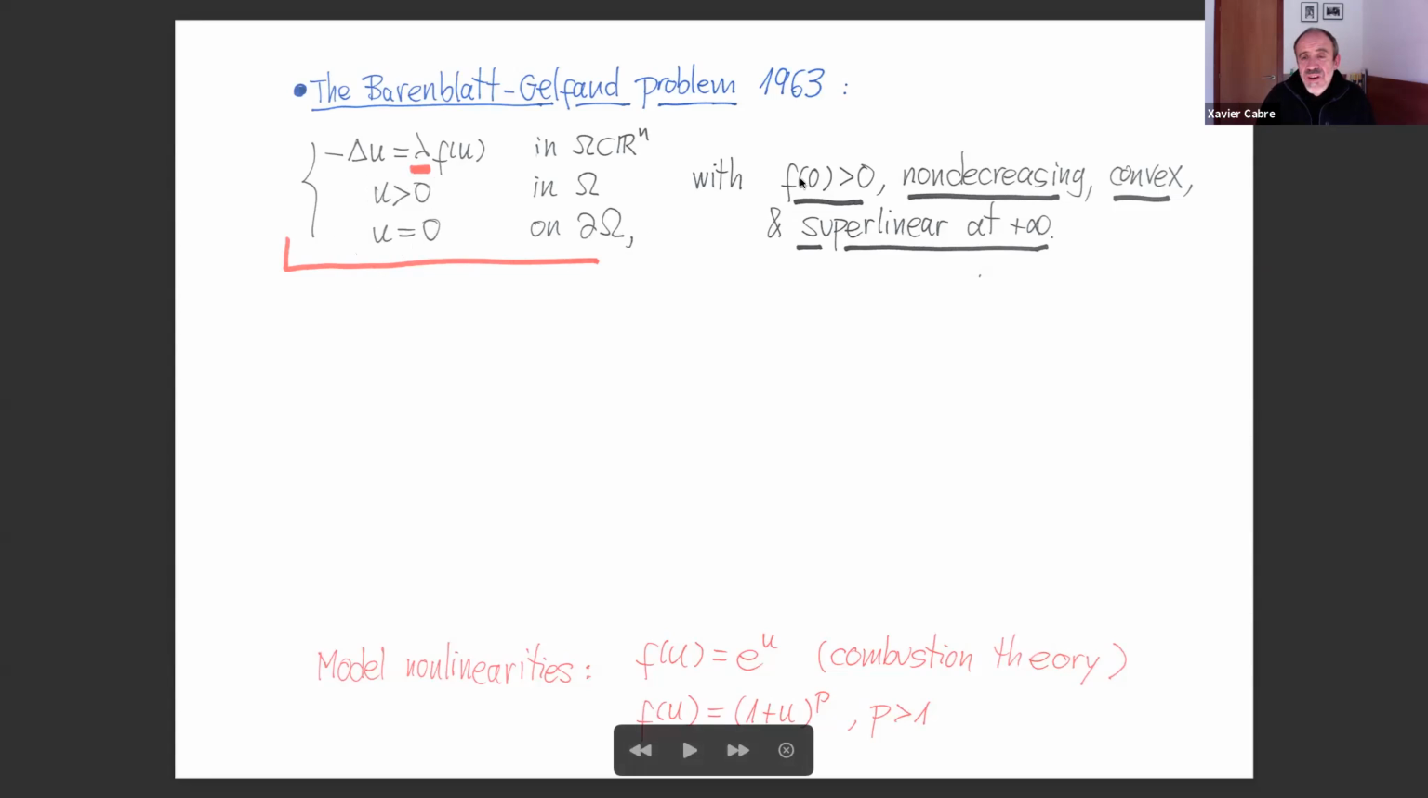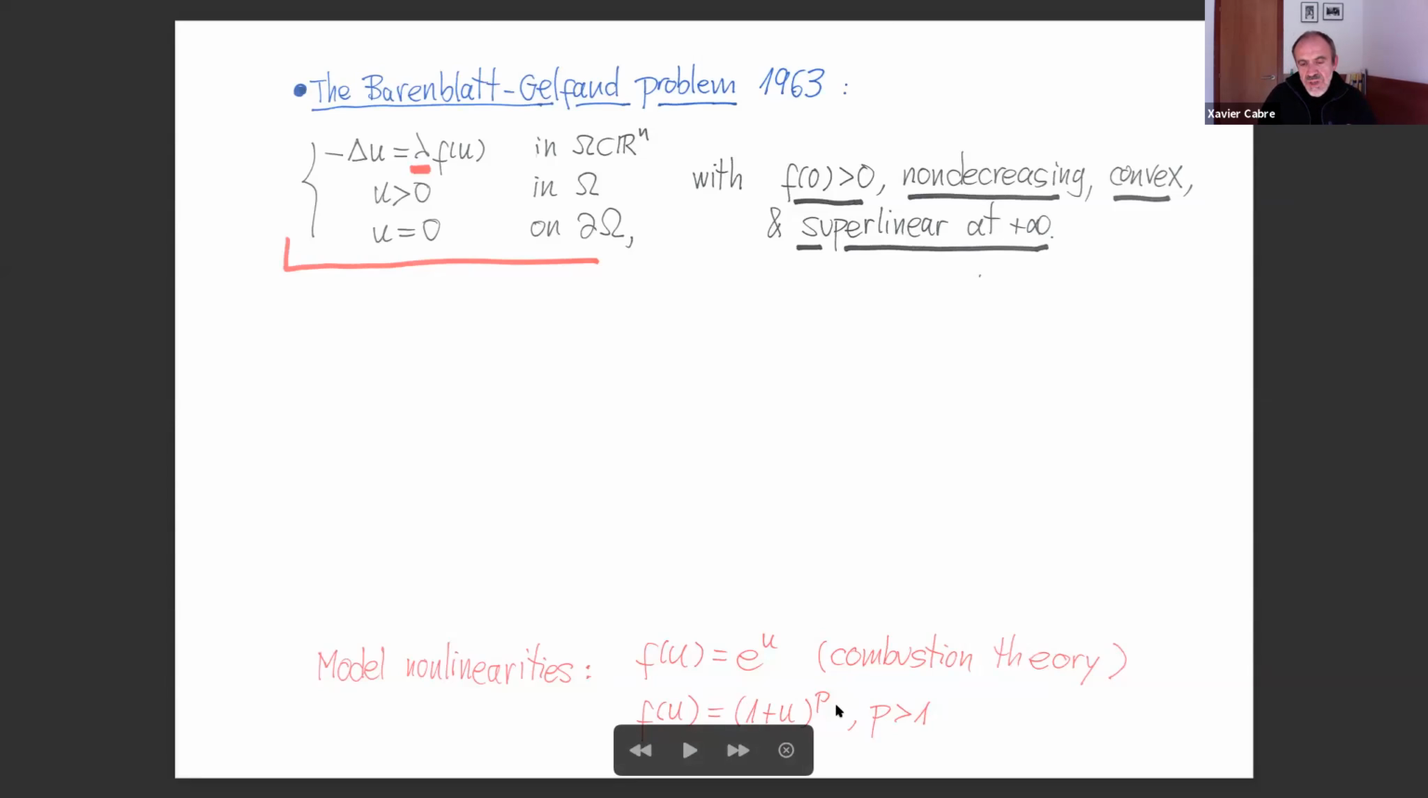And we think of F to be positive, even at the origin, non-decreasing, convex, and superlinear at infinity. And these are the assumptions that appear already there, and in all the literature right after it. The model nonlinearity that Barenblatt took is the exponential because of Arrhenius' law in chemical kinetics, right? And it satisfies all these properties.